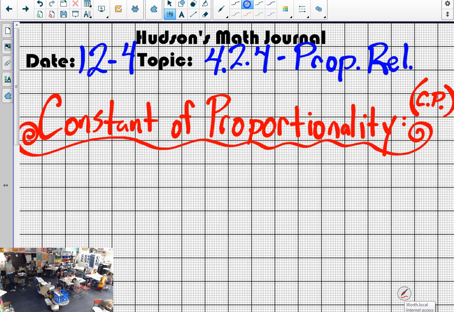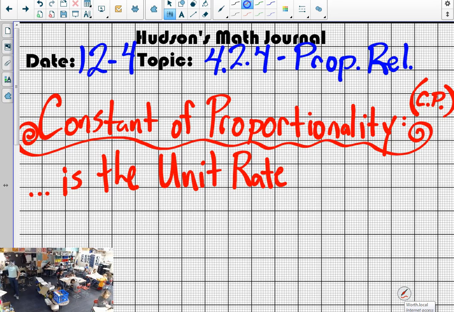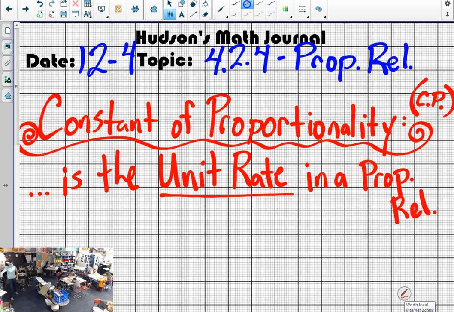Thank you. You already know how to find the constant of proportionality. We did this last week, actually. You just don't realize it. Because we called it something different. The constant of proportionality is, I might as well write it in red, the unit rate in a proportional relationship. Trying to abbreviate it for you. So constant of proportionality is a fancy name for unit rate.